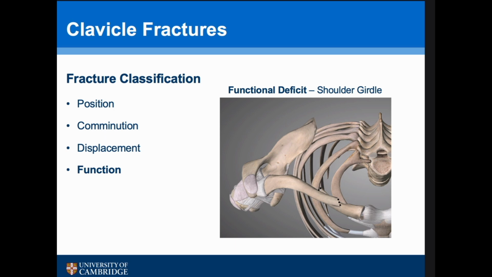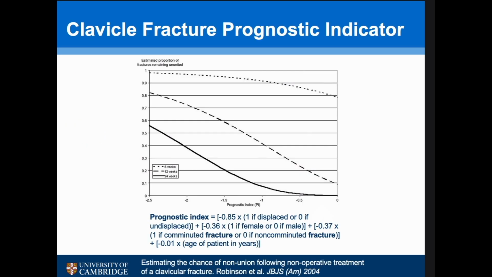This is a very useful prognostic indicator that was written up again by Mike Robinson, and it's a system by which you can put in a number of factors to see the likelihood of a fracture going on to a non-union. So factors that will increase the chance of a non-union are the amount of comminution, whether the patient smokes, or the age of the patient, and actually females are more likely to have non-unions than males.